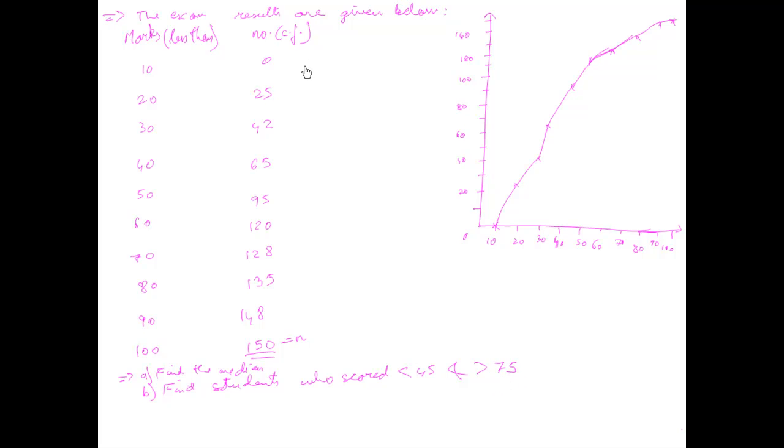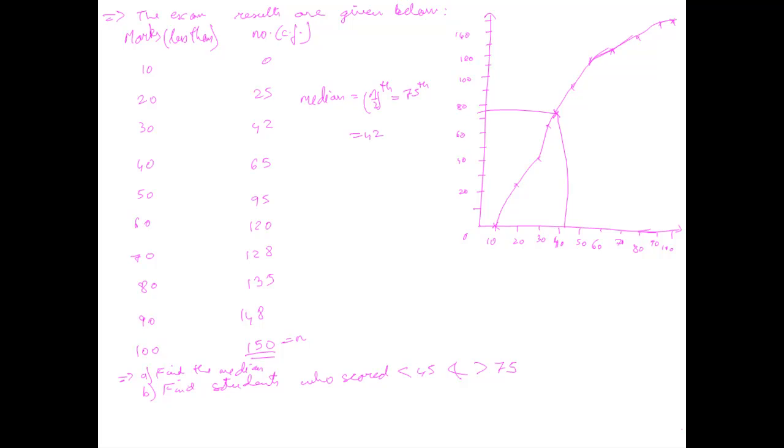For median, children, it's the n upon 2 term. 150 upon 2 is the 75th term, children. So at 75, which is approximately over here, we will draw a perfectly horizontal line to meet the curve, and wherever it meets the curve, we take it down from there. And approximately, children, it comes out to be 42. So median is 42 on an approximate basis.